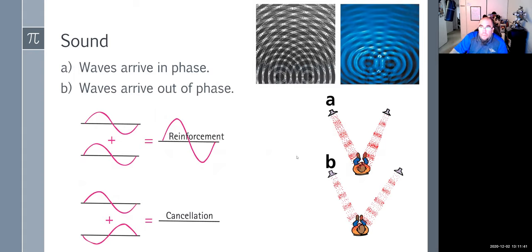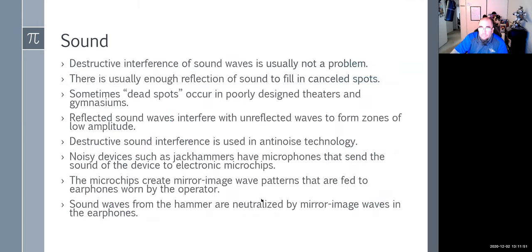Right, so waves arrive in phase, waves arrive out of phase over here in this picture on the side. So when you have two waves that come in together, they reinforce each other. If you have two waves that are out of sync with each other, they cancel each other. Destructive interference sound is usually not a problem. There's usually enough reflection of sound to fill in canceled spots.